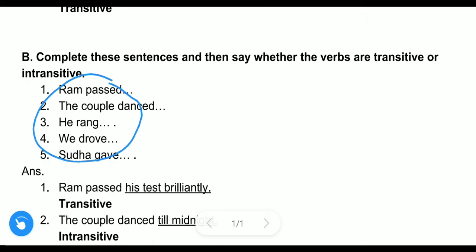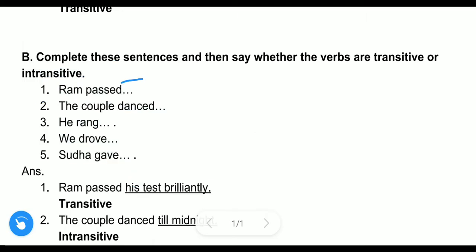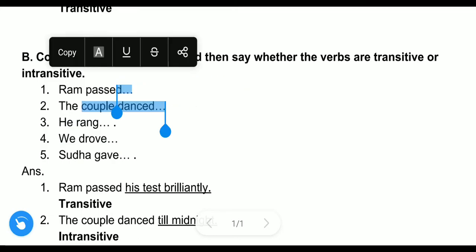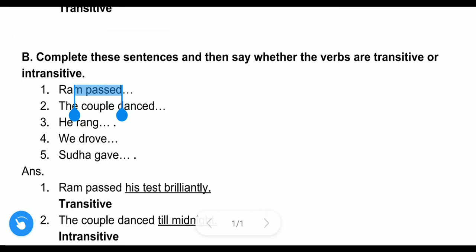So here some incomplete sentences are given. Only subjects and verbs are given. Okay, so what you have to do? First you have to complete these sentences with your knowledge. And once you complete the sentences, then you have to identify the verb in that sentence, and you have to check whether that verb is transitive or intransitive. So let us start. So first is Ram passed. So passed is the verb and Ram is the subject.